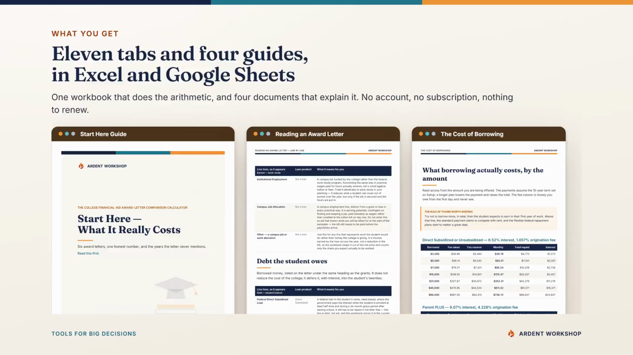11 tabs and 4 guides, in Excel, in Google Sheets, and in LibreOffice. One workbook that does the arithmetic and 56 pages of documents that explain it. No account, no subscription, nothing that expires.